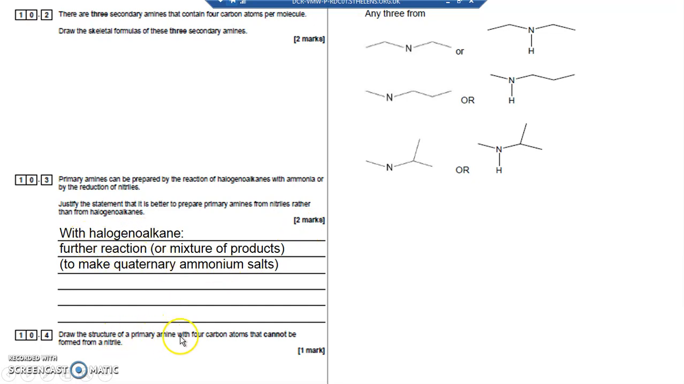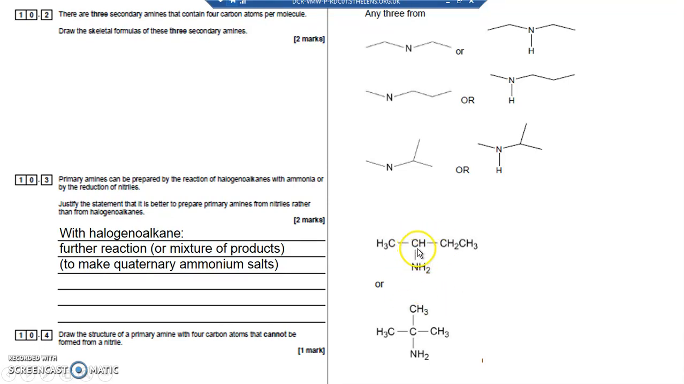Draw the structure of a primary amine with 4 carbon atoms that cannot be formed from a nitrile. So a nitrile has got a C triple bond N. So if there's a C triple bond N, once you reduce it and put the hydrogens on, it won't have 2 other carbons.